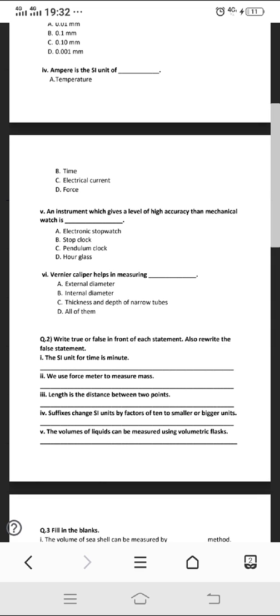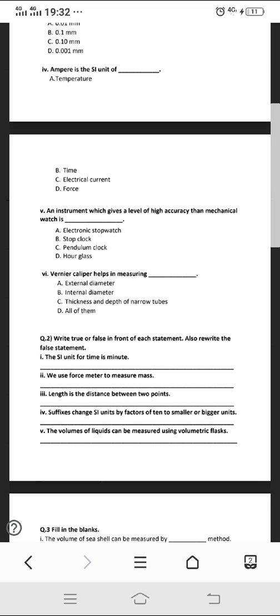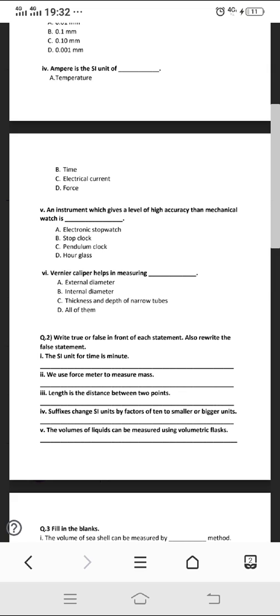Now a pendulum clock is basically when a pendulum oscillates, right? So the pendulum moves, it takes a swing and it moves from one point to another. So basically that is used to measure time.